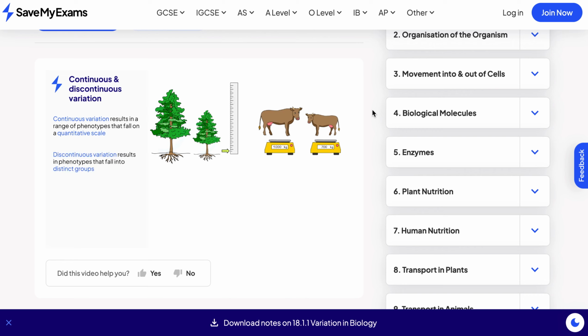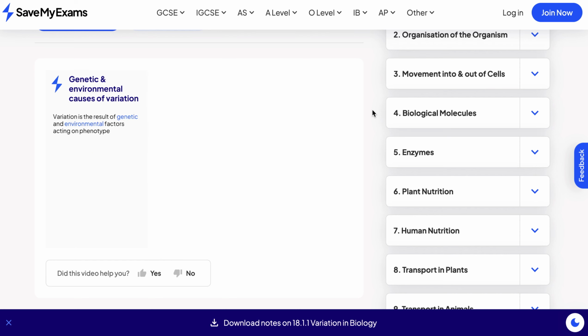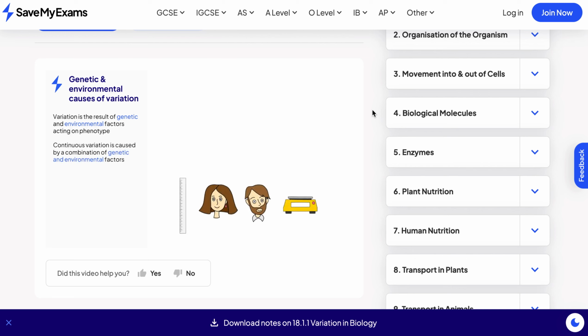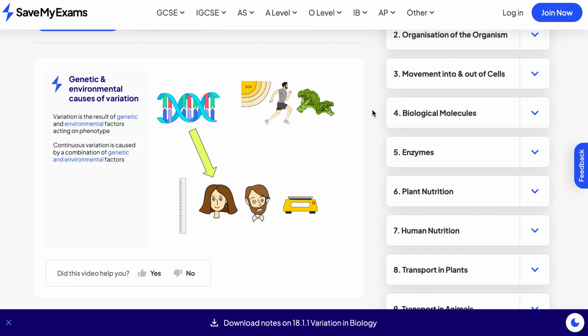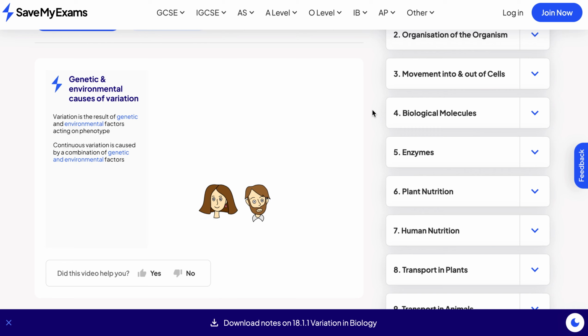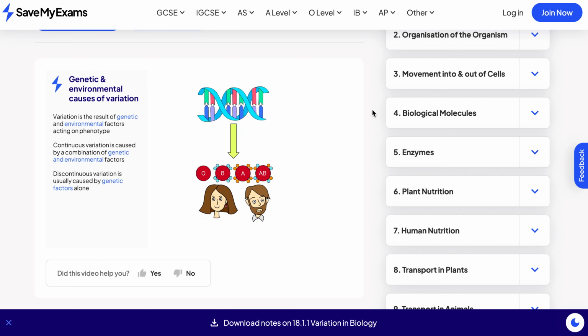Discontinuous variation gives phenotypes that fall into distinct groups, such as ABO blood groups in humans or body colour in moths. Variation can be caused by genetic factors and by factors in the environment. Continuous variation, for example, a person's height or body mass, will be determined by a combination of their genes and factors in the environment. Discontinuous variation, for example, an individual's blood type, usually results from the effect of genetic factors alone.